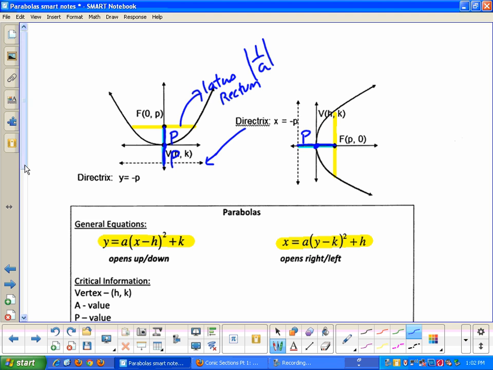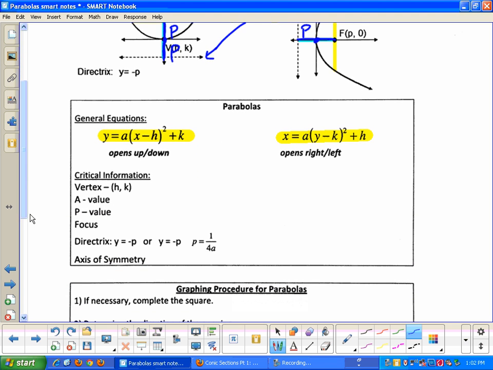Now again, just to look at your general equations, we have them right here. And so it's really important that you remember these equations. So we have p is equal to 1 over 4 times a, or we can also say a is equal to 1 over 4 times p. So you can interchange them.